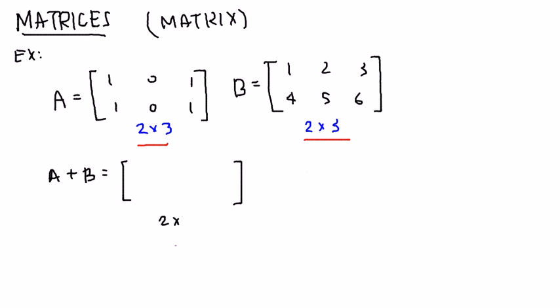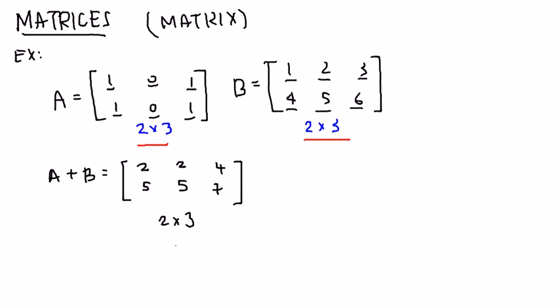Now this is fairly easy. All we do is just add by components. So we just add like 1 plus 1 is 2. 0 plus 2 is 2. 1 plus 3 is 4. 1 plus 4 is 5. 0 plus 5 is 5. 1 plus 6 is 7. So notice you just add it by like the same exact position.